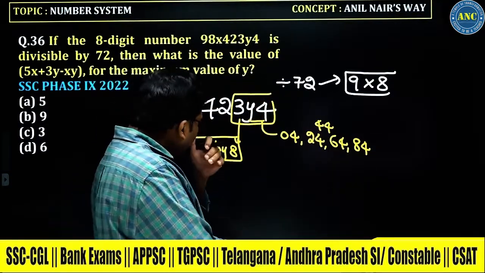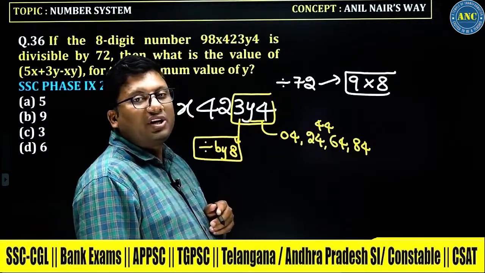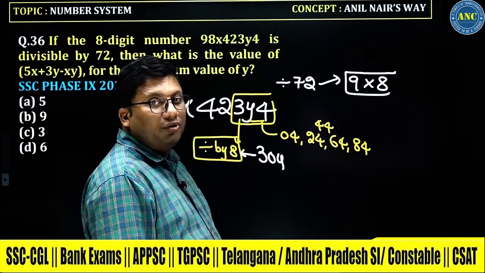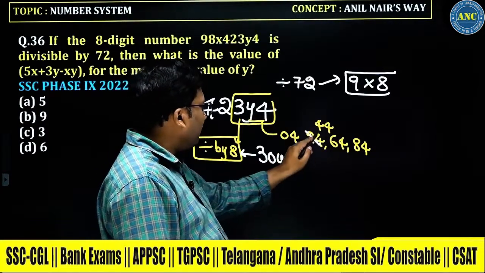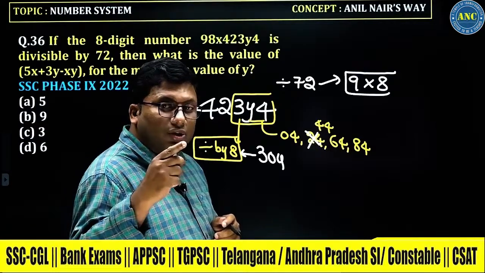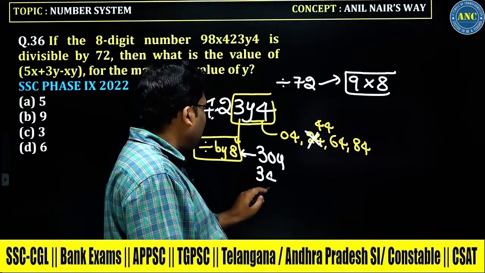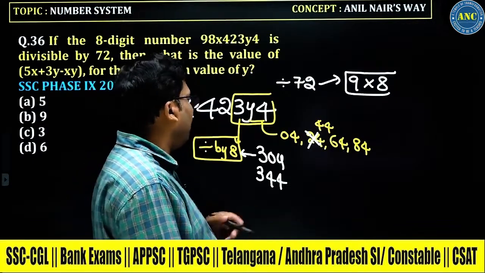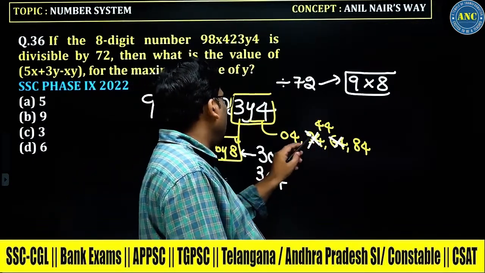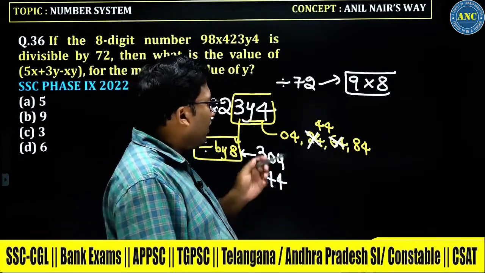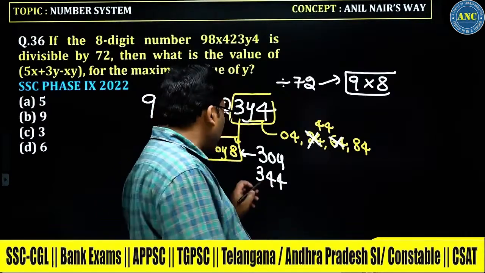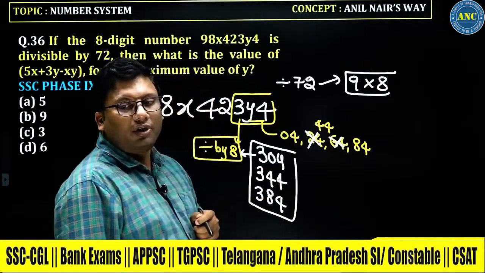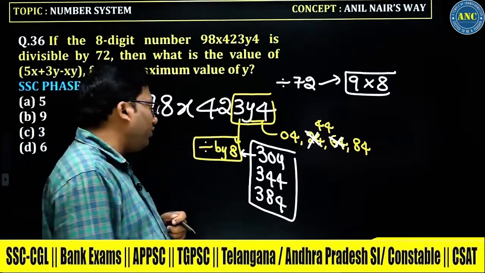Now listen carefully. How many will be divisible? 3 0 4: 8 3s are 24, so it is divisible by 8. 324: 8 4s are 32, remaining no, not possible. 344: 8 4s are 32, 24, 8 3s are 24. 364: 8 4s are 32, remaining 44, not possible. 384: 8 4s are 32, 64, yes. So I got 3 values: 304, 344 and 384.